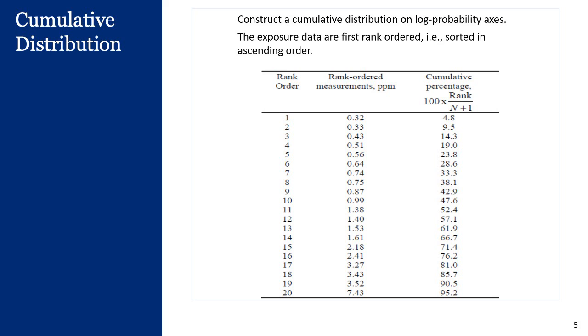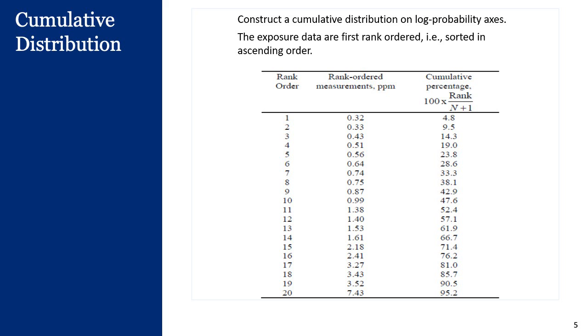The third column is the cumulative percentage, and this is 100 times the rank order divided by n plus 1. And so here n equal to 20. So for a rank order of 1, the rank is 1 divided by n equal to 20 plus 1. So 1 divided by 21 times 100, so that's 4.8%. And the highest value is 95.2%.